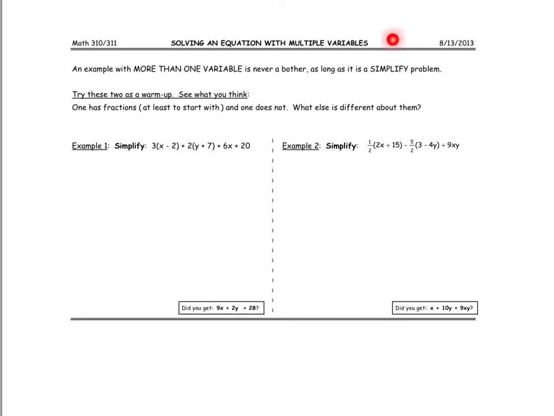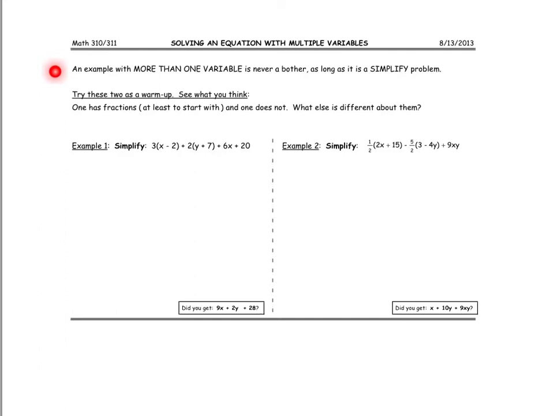It is possible to have equations with multiple variables in the same equation. I don't know if you knew that. Of course you knew that. I told you that at the end of the last worksheet. An example with more than one variable is never a bother as long as it's a simplified problem.